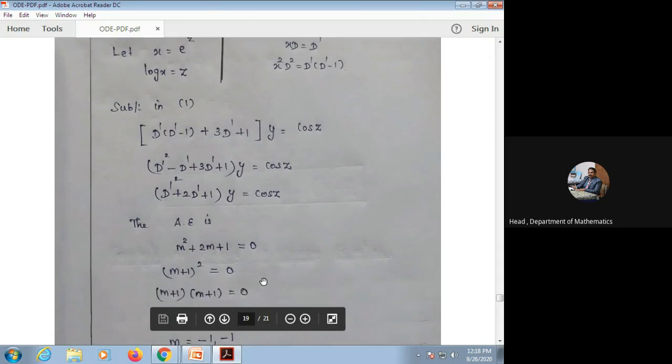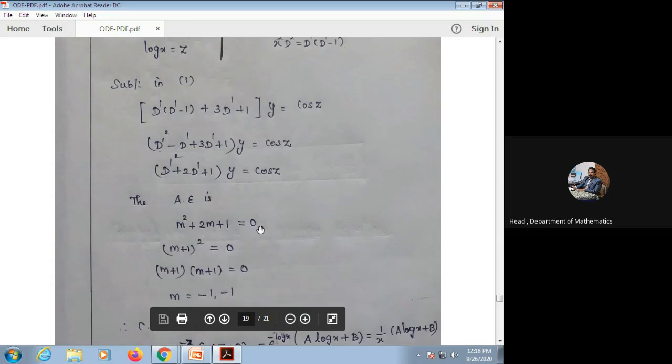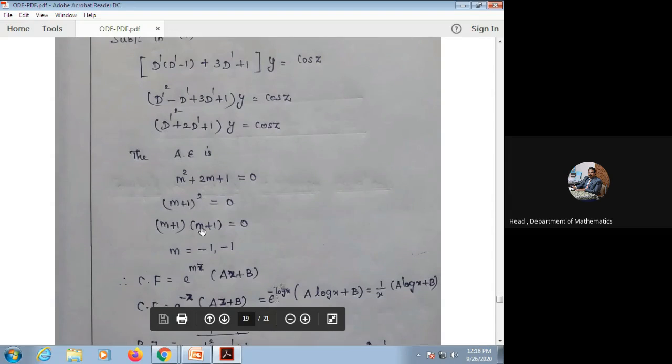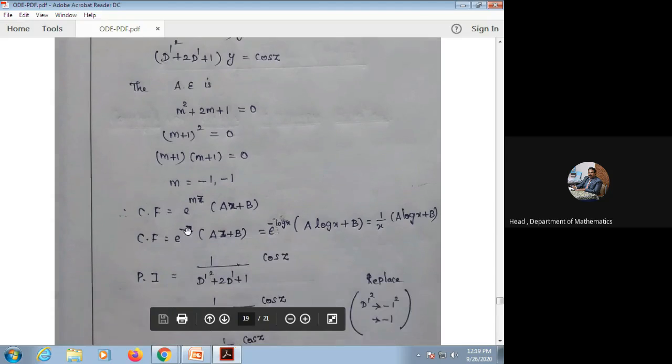Therefore the auxiliary equation is, put D dash as m here. Therefore m squared plus 2m plus 1 equal to 0. In this auxiliary equation, the right hand side is always 0. Therefore it is in the form (m plus 1) whole squared equal to 0. Therefore two roots: (m plus 1) into (m plus 1) equal to 0. Therefore the values are m equal to minus 1, minus 1. Here the roots are real and equal roots. Therefore the complementary function formula in terms of z is e power mz into (Az plus B), and the m value is minus 1. Put here, therefore e power minus z into (Az plus B).